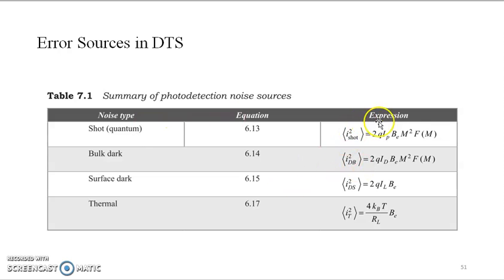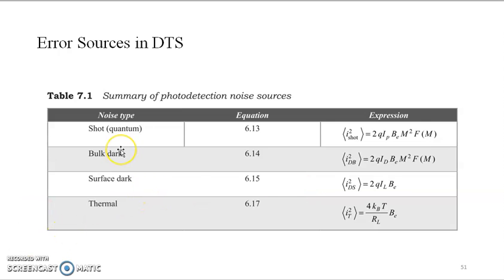So this I_P, what does it stand for? We have a primary DC current, or the average value of the photocurrent. Then this I_D is the detector bulk current. Then I_L is the surface leakage current, and this T is the temperature, k is the Boltzmann constant, and R_L is the required load in this given equation.